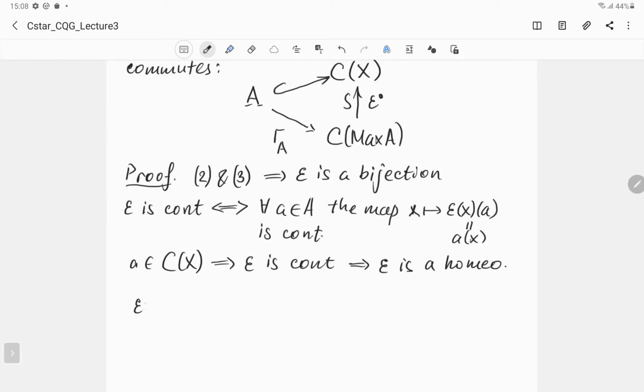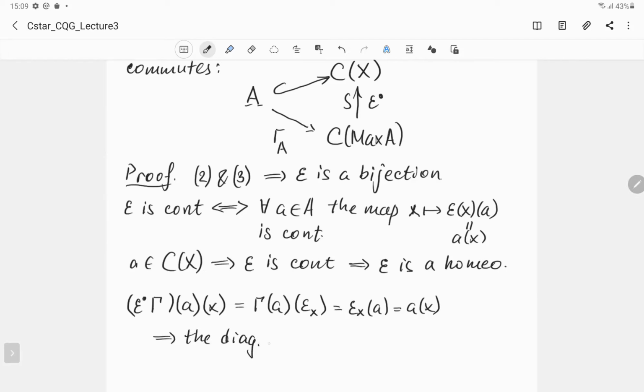So we take epsilon dot, compose it with gamma, apply it to an arbitrary element little a of our algebra, and then evaluate at little x. So what is this? Well, by definition of epsilon dot, this is gamma of a evaluated at epsilon x. Now, by the definition of the Gelfand transform, this is epsilon x applied to a, that is just a of x. So we see that epsilon dot composed with gamma is the inclusion map. And so the diagram commutes. And this completes the proof.